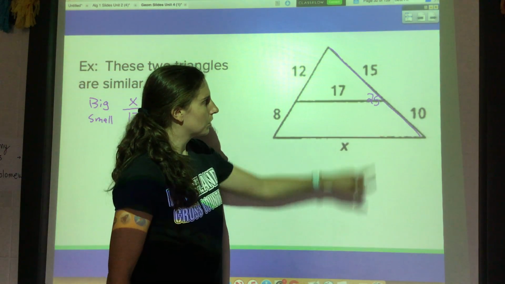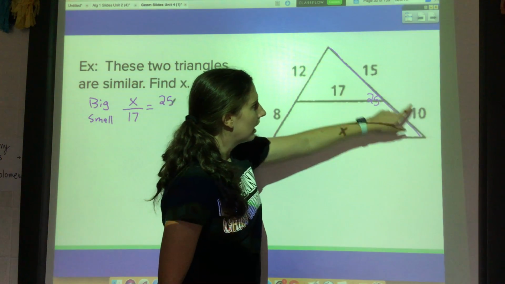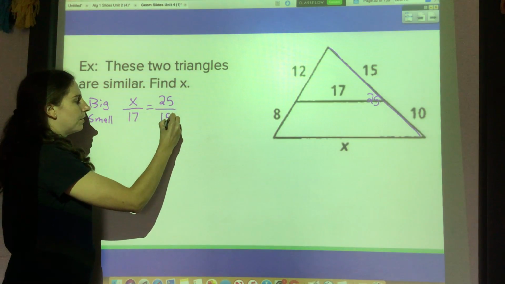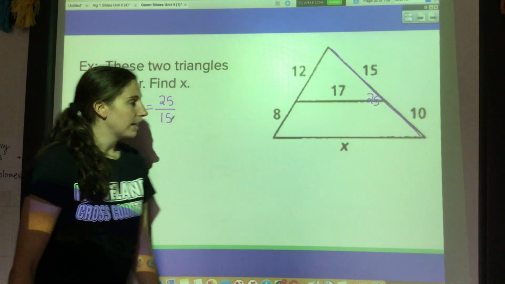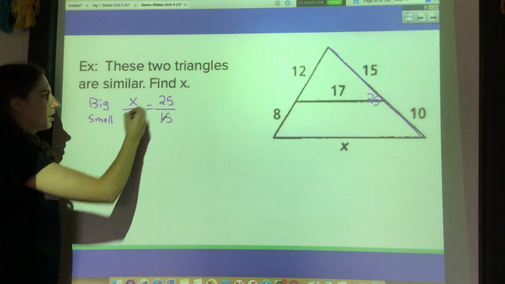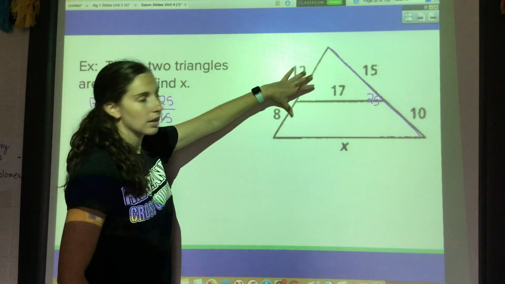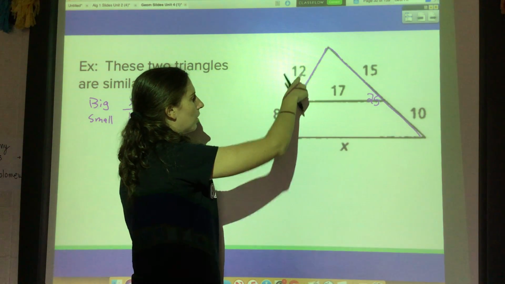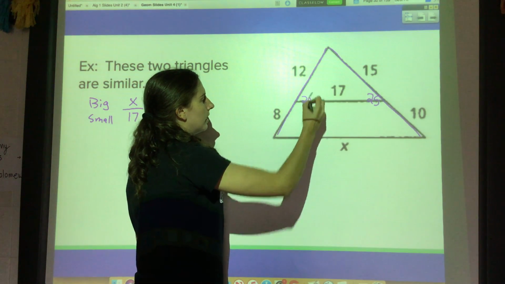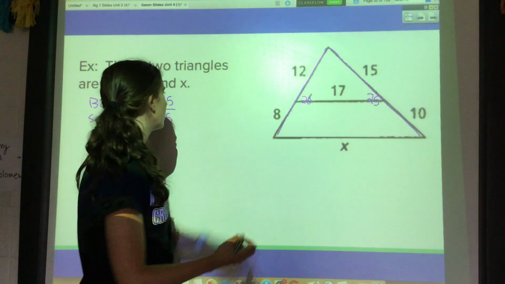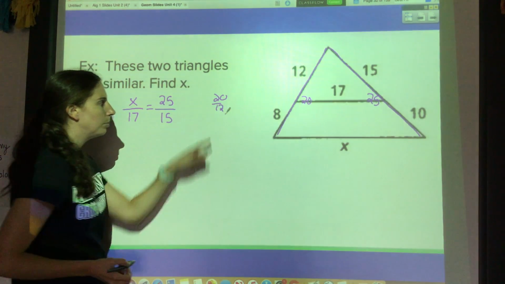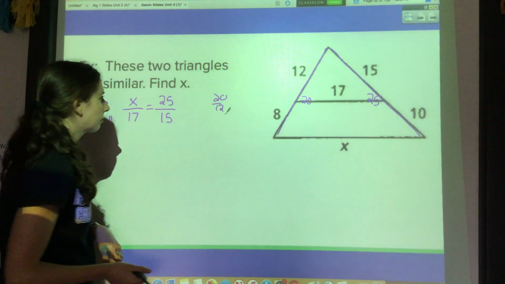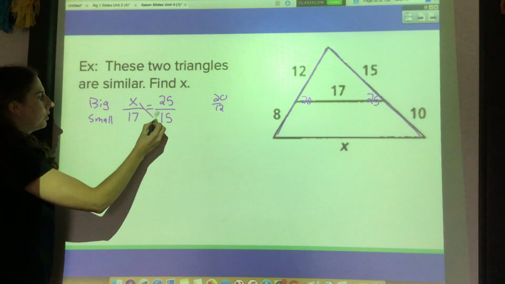Thank you. So this big length is 25, and the small triangle is just 15. So it's 25 to 15. That's actually all that I need to solve this because I can now cross multiply, but I do want to show you that I could have used this ratio as well. This long side would be 12 plus 8, which is 20. So 20 to 12 I could have used as well. 20 to 12 should be the same ratio as 25 to 15, and if you simplify, you'll see that it is. Okay, so I'm just going to use this and do a little cross multiplying.